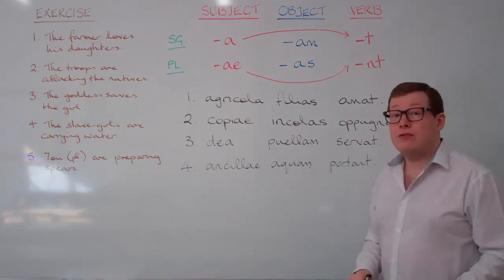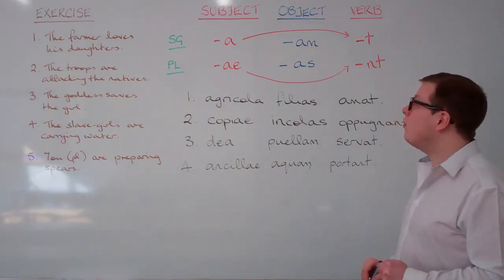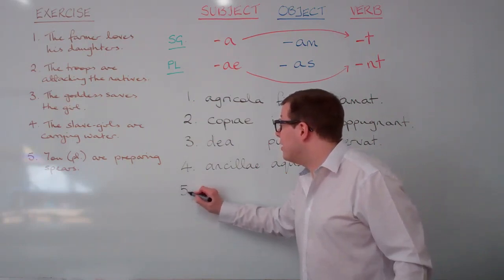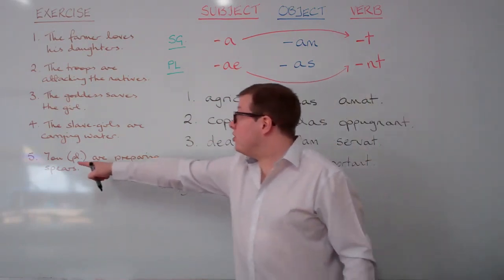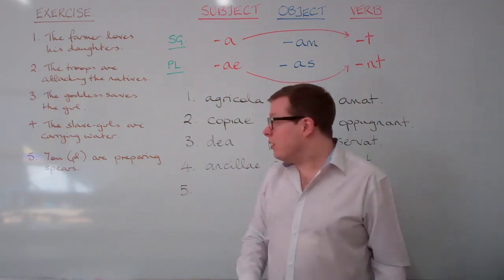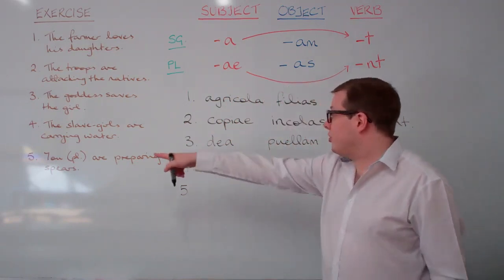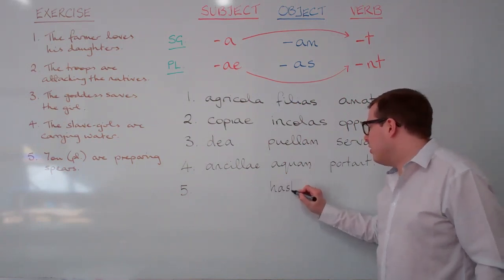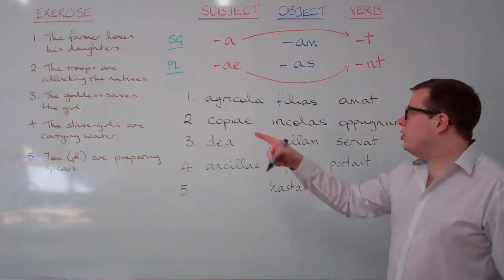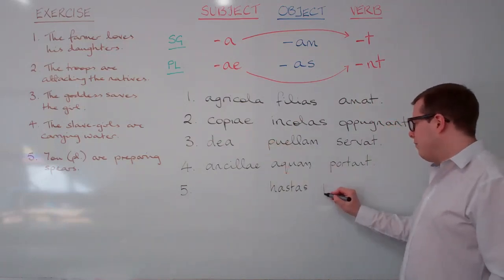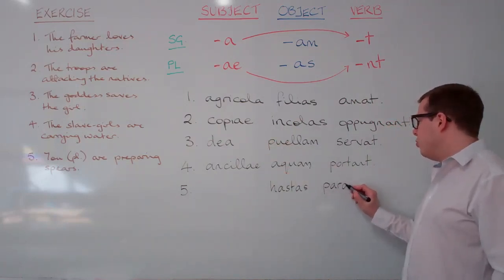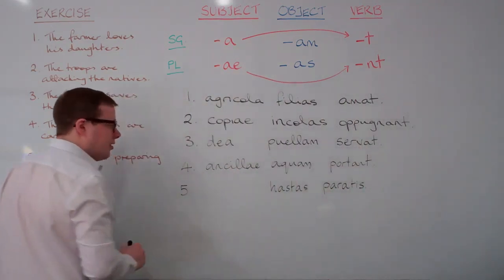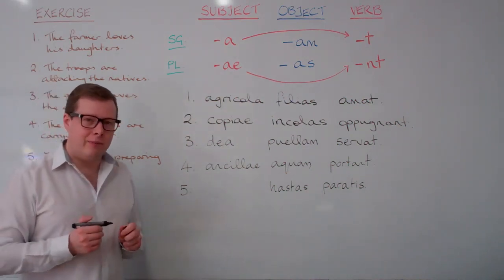Number 5 is not at all difficult, but it is worth noting that we don't have, in this question, a separate subject in the nominative. The subject is you, it's inside the verb. So we don't have to put anything here. We'll start off with the spears. They're the object, and they're going to be hastas, like so. And then you plural are doing the preparing. So I take paro and put the you plural ending on it. Hastas, paratis, like so.